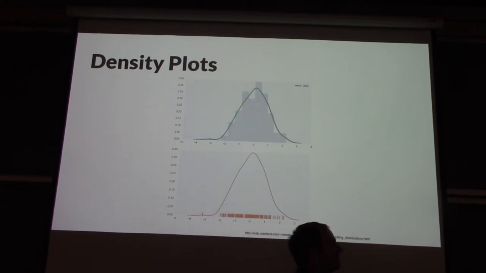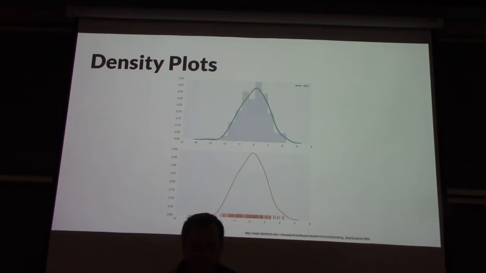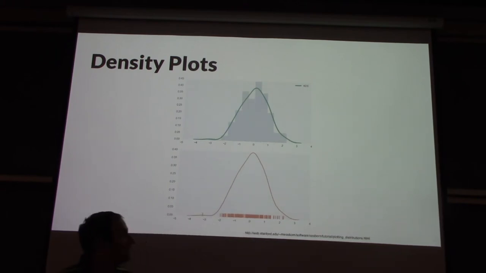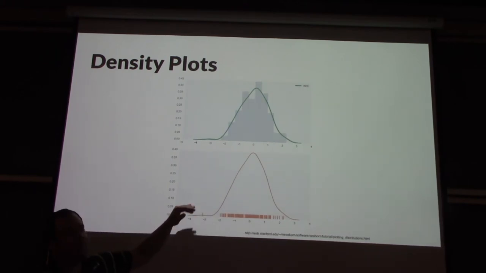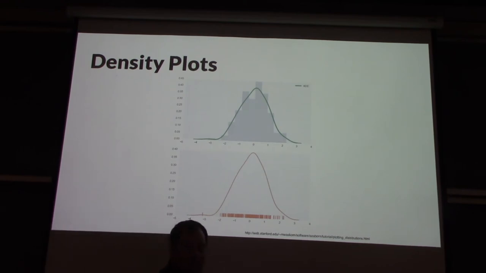A different, elegant approach is kernel density estimates or density plots. Here you essentially have some smoothing function, for example a Gaussian kernel, that you run over a distribution, and then you can represent the data with a curve instead of having the histogram behind it.